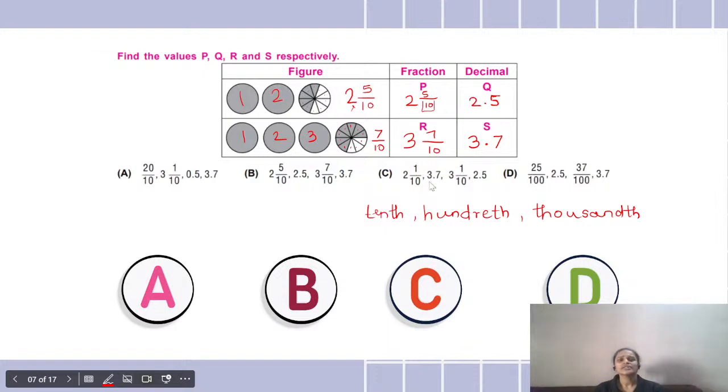Okay, Ritika, we are working on this question, dear. We have already solved the question number 5.